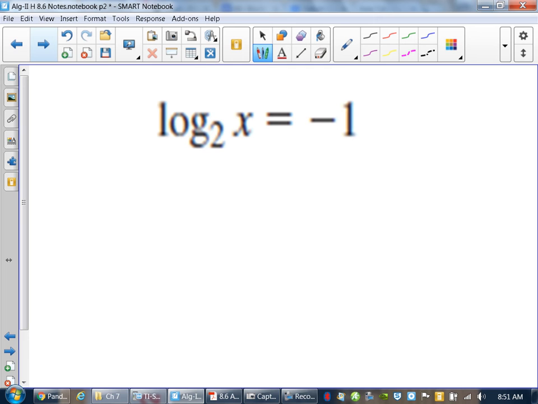Log base 2 of x equals negative 1. So x equals 1/2. Was it 1/2 or? What's 2 to the negative 1? 1/2. I'm just asking. I was sure it was. And again, 1/2 is 2 to the negative 1, so that's why it works. Exponentiating. Fun.